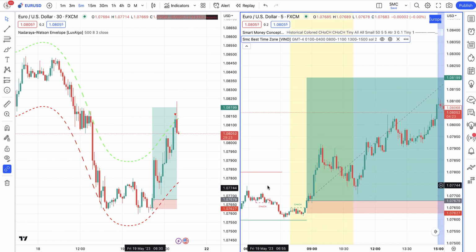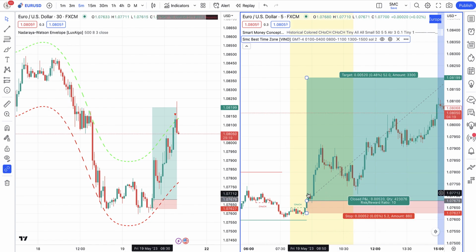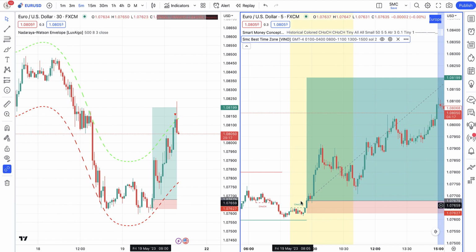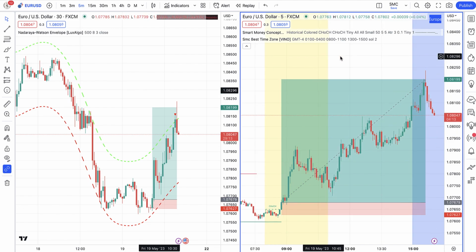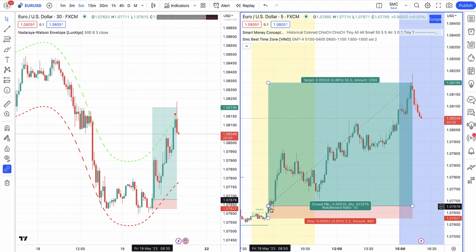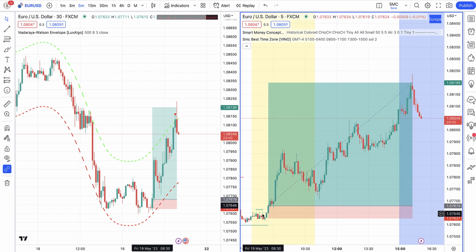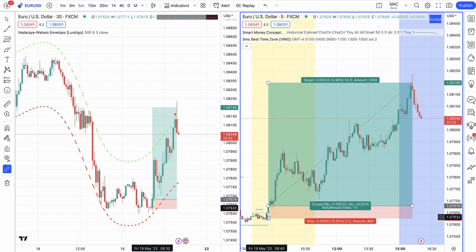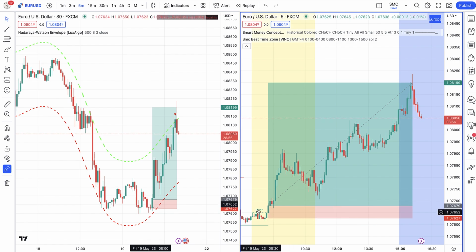Okay. So as you can see here, we are only interested in the change of character on the 5 minutes if it happens inside the time zone that we are looking to trade. Once this happens, then we will enter at the close of the candle, and our stop loss. Now, in this case here, we have two candles that cause the change of character. Sometimes it's only one candle, but here it's two candles.